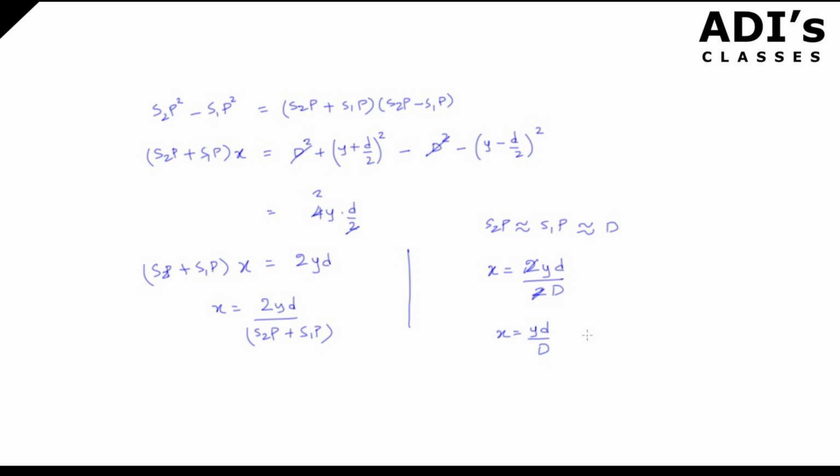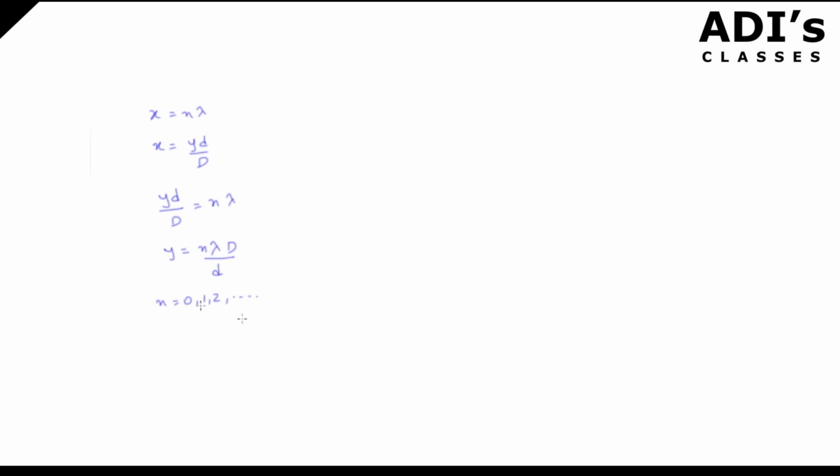Now remember what the condition for a bright fringe was. A bright fringe is basically constructive interference, correct? For that, the path difference has to be n lambda, meaning the x value should be n times lambda. Just now we got the x value to be yd by D. So equate: yd by D is equal to n times lambda. In other words, y is equal to n lambda D divided by d.